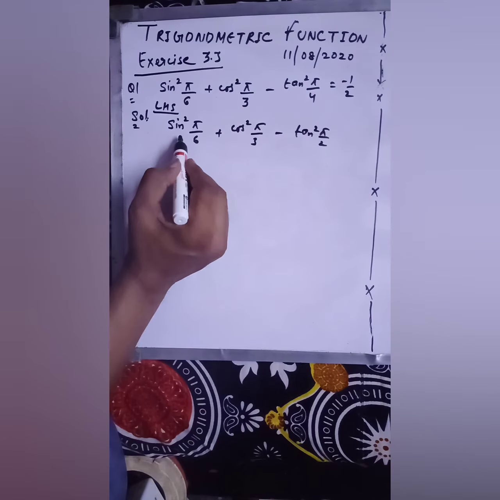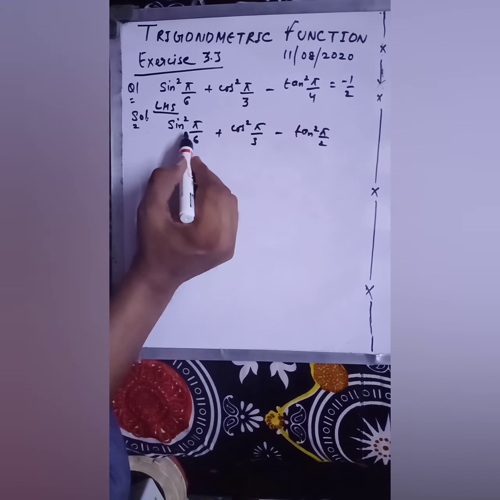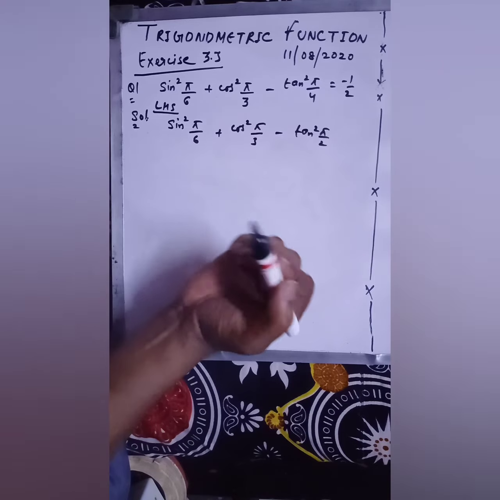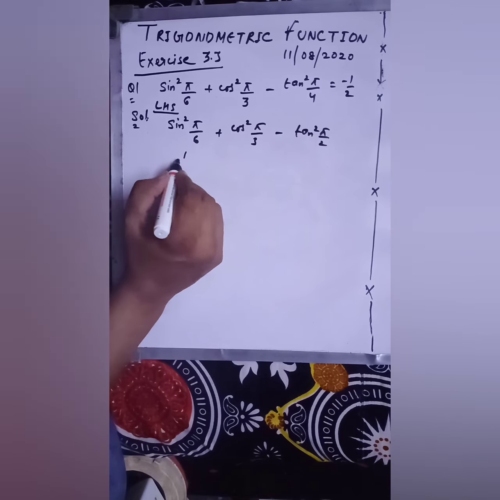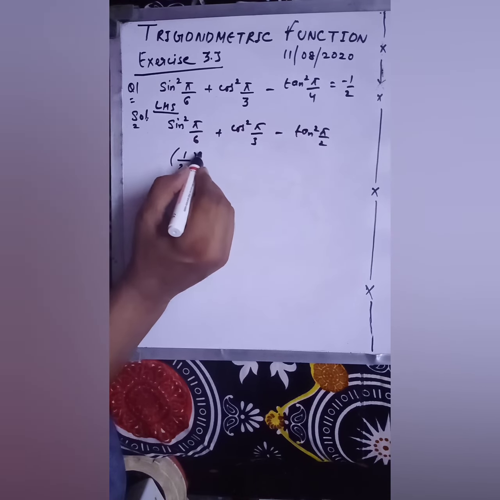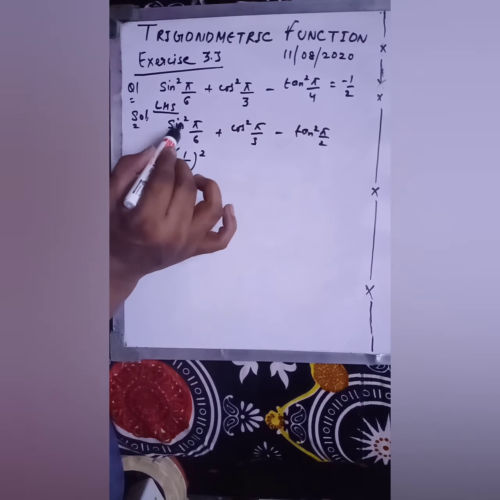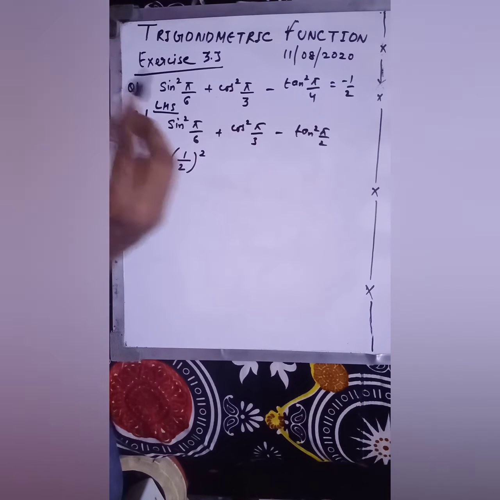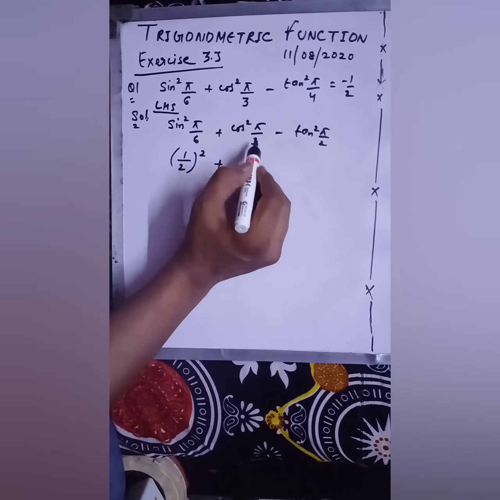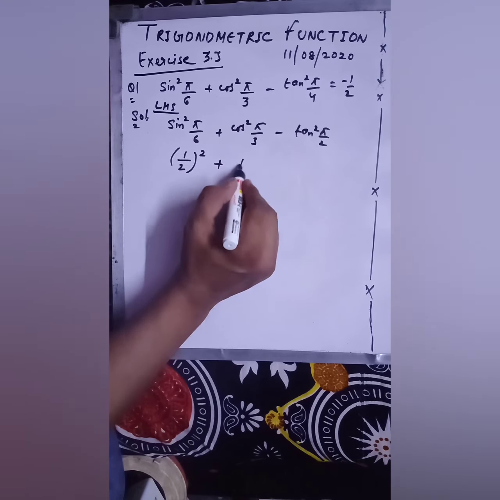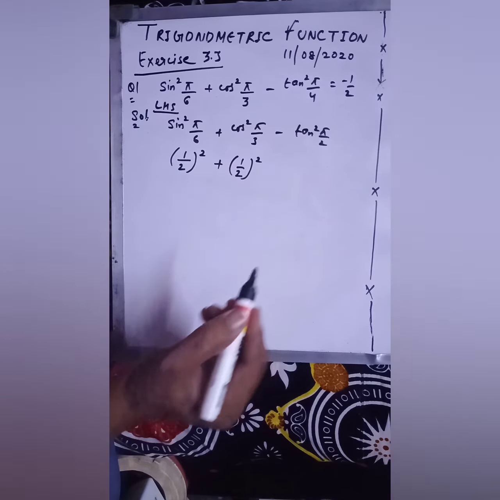Now as you know, sine pi by 6 means sine 30 degrees. This is in radian form and you will convert this into degrees. As you know that pi by 6 is 30, so sine 30 is 1 by 2. You have to write the square of this because here sine is in the form of a square. Similarly plus, the same sign you have to copy, and this is cos square pi by 3. So cos pi by 3 means it is 60, and cos 60 is again 1 by 2, and again you have to do the square of this.